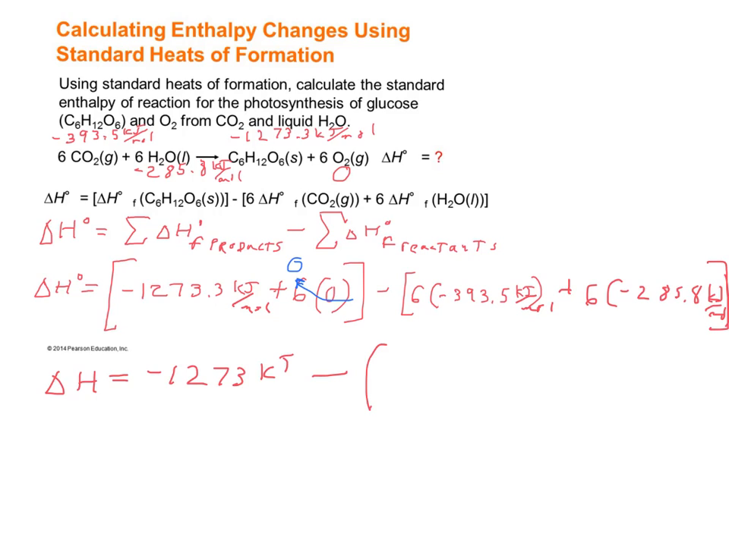393.5 negative, so I've got a negative 2,361 kilojoules, plus, and then I have 6 times 285.8 negative, so I've got a negative 1,714.8. That's a 0.0 if we're keeping track there.